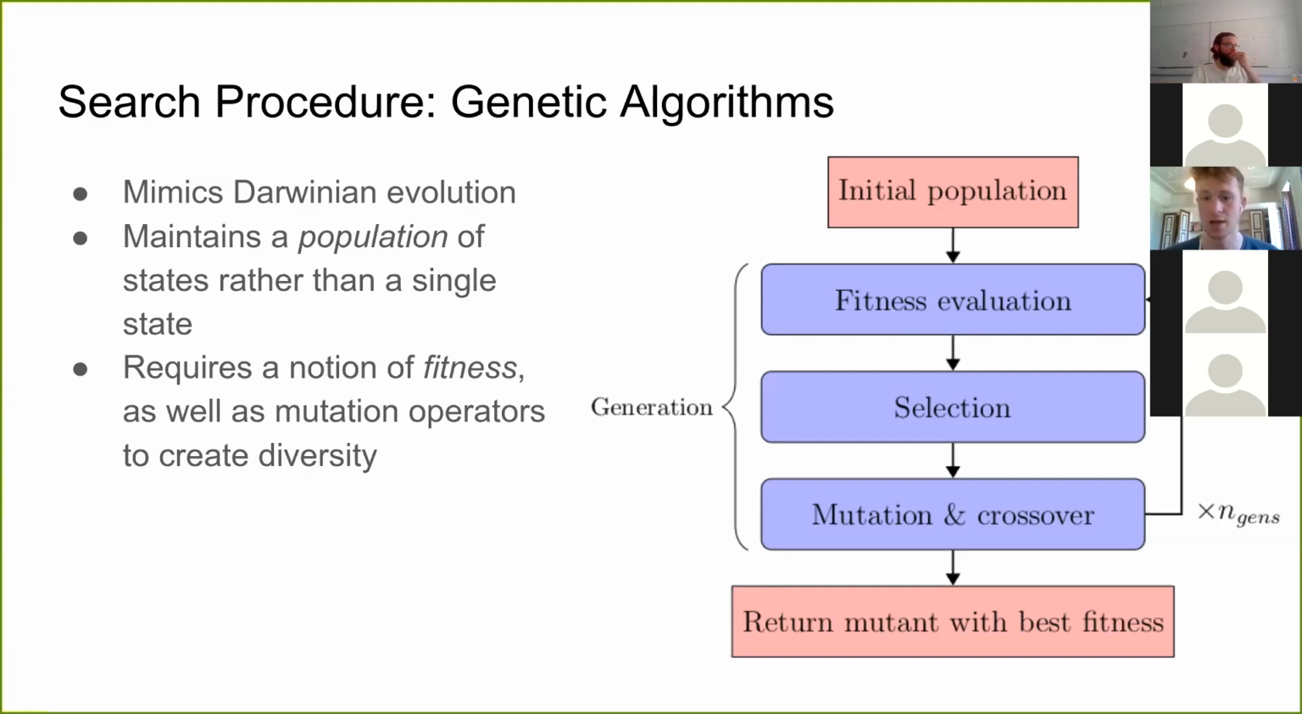next generation. And for our purposes, we use something called tournament selection, and the mutation operators in our case will be these congruences. Happy to talk more about tournament selection if anybody's interested. And then at the end, you just return the mutant with the best fitness throughout all of search across all the generations. So these are the two search procedures we use.